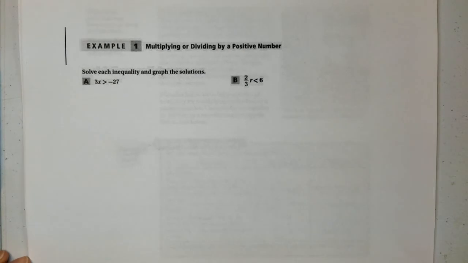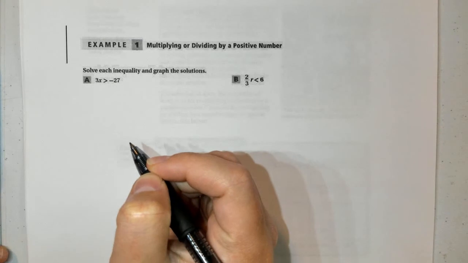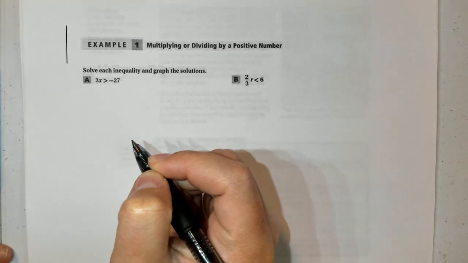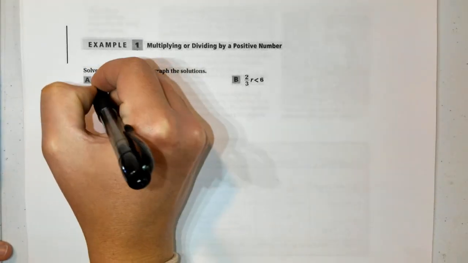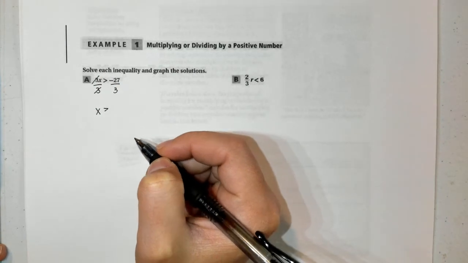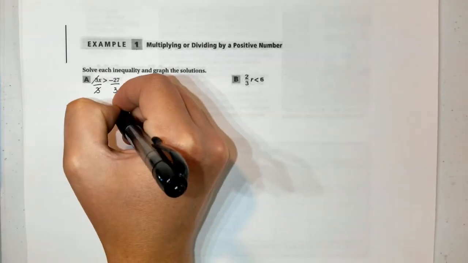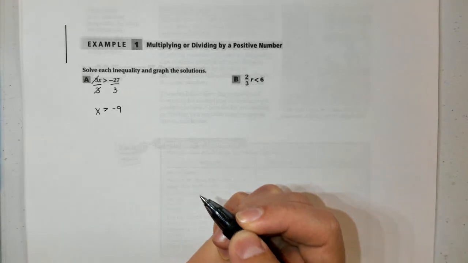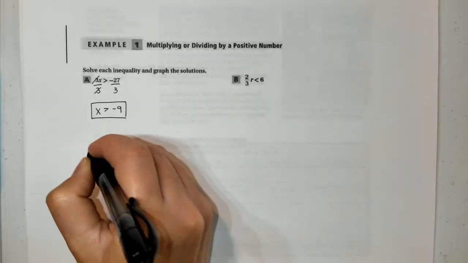So we're going to start with example 1. We're going to solve each inequality and then graph the solutions. First we have 3x is greater than negative 27. We're going to divide both sides by 3. 3 divided by 3 is 1, so I'm left with x. Negative 27 divided by 3 gives me negative 9. So x is greater than negative 9 is my answer, and then I'm going to graph it.